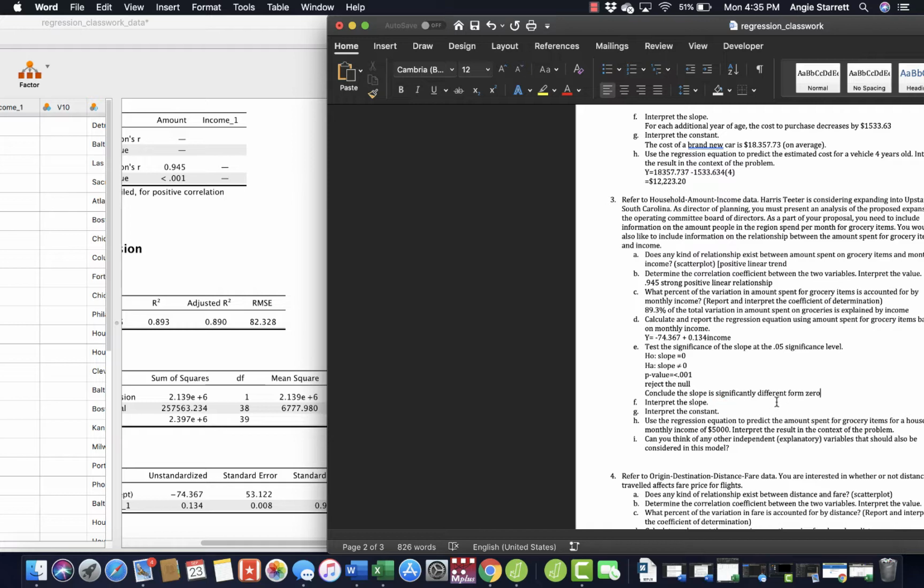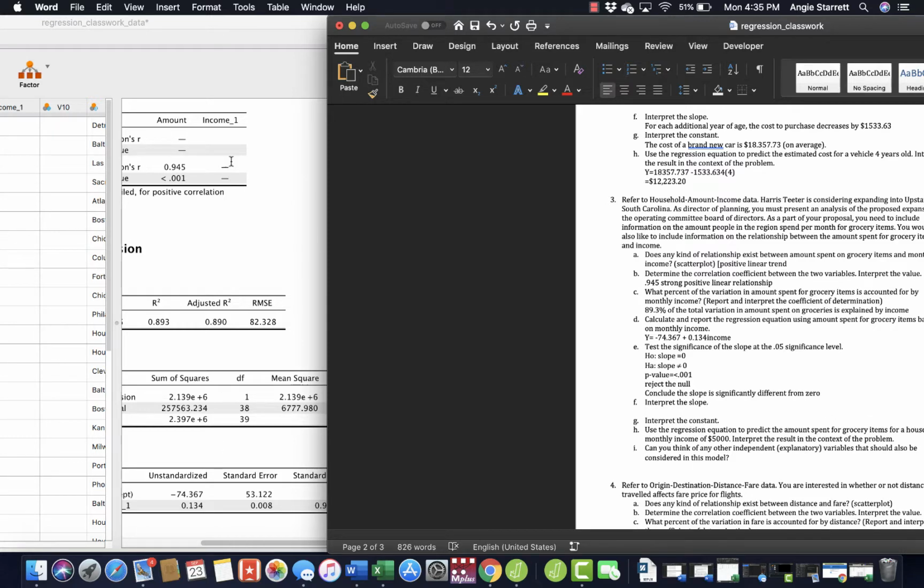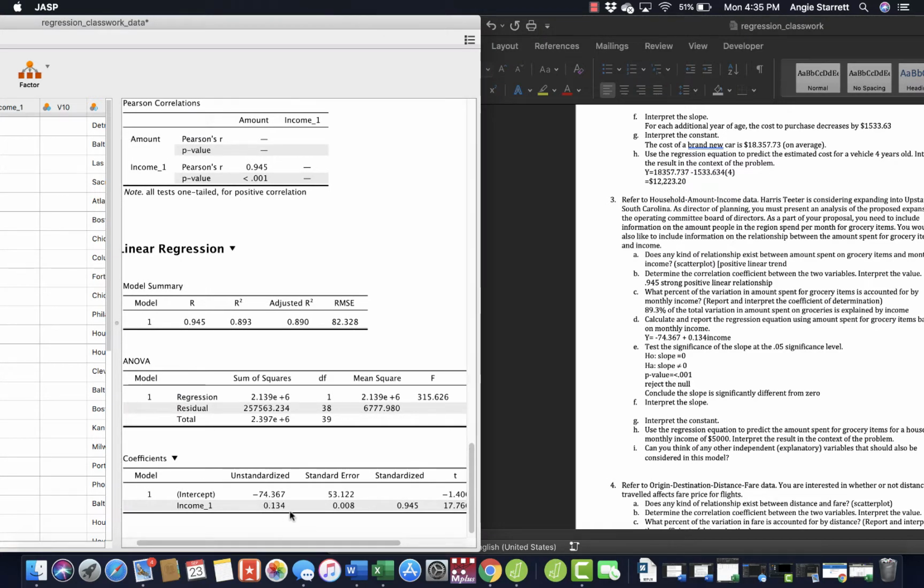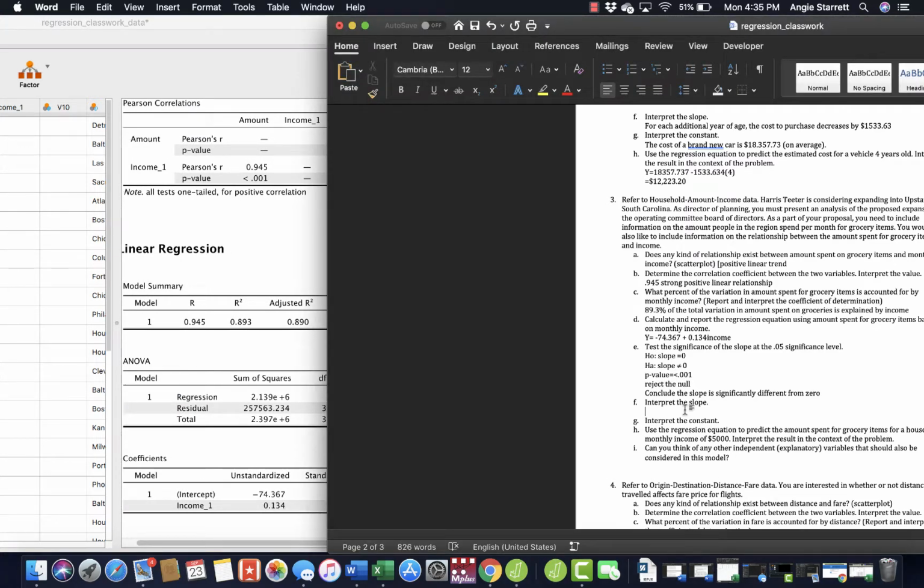And conclude the slope is significantly different from 0. All right, let's interpret the slope. For each change in x, y increases by this. So for each additional dollar in income, the amount spent on groceries increases by 13 cents. So basically you're spending 13 cents of every dollar you earn on groceries.